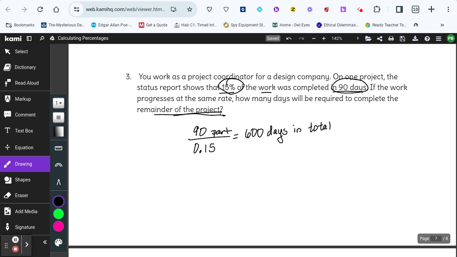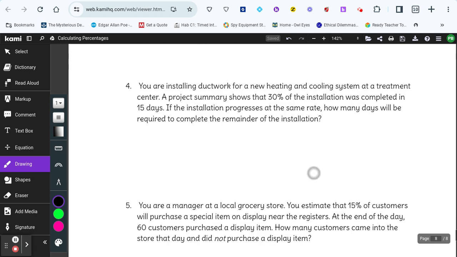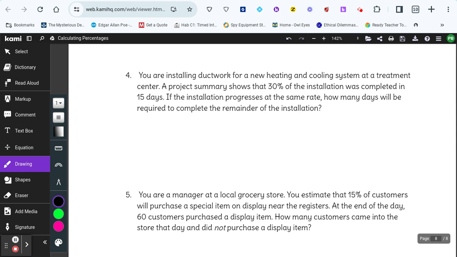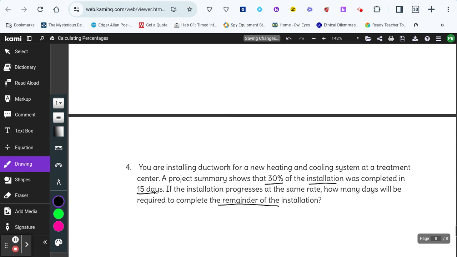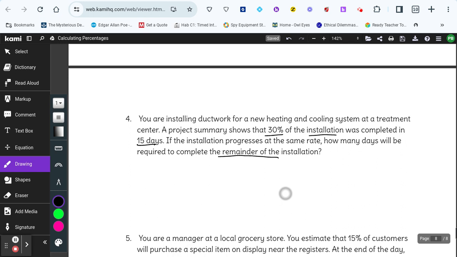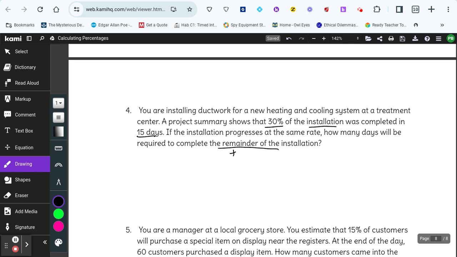All right, so let's take a look at the next one. You are installing ductwork for a new heating and cooling system at a treatment center. A project summary shows 30% of the installation was completed in 15 days. If the installation progresses at the same rate, how many days will be required to complete the remainder of the installation? So be careful. This time I don't want the total, I want the remainder, okay? But I can't get the remainder unless I have the total and can subtract the days that they've already worked.